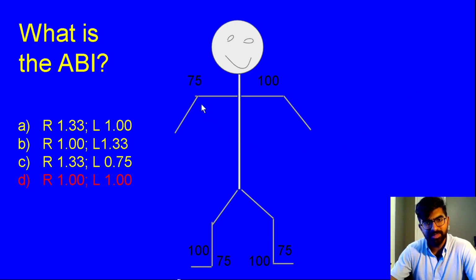Most people will make the mistake of using 75 for the right side and 100 for the left side. No, it's always the higher, because again, we're always trying to look at perfusion. And this is why we look at an ankle brachial index.